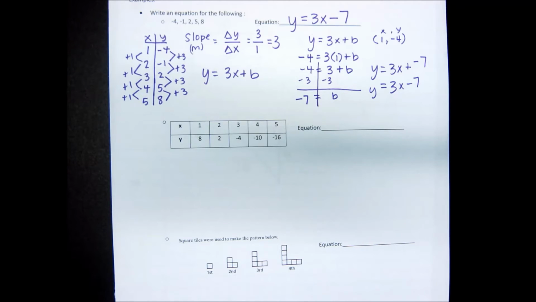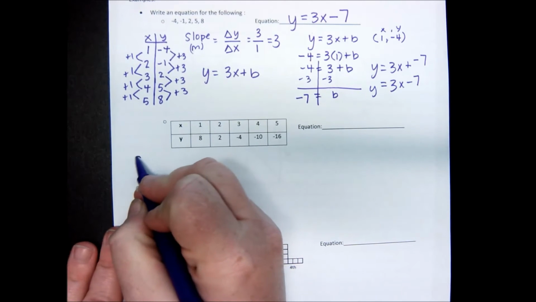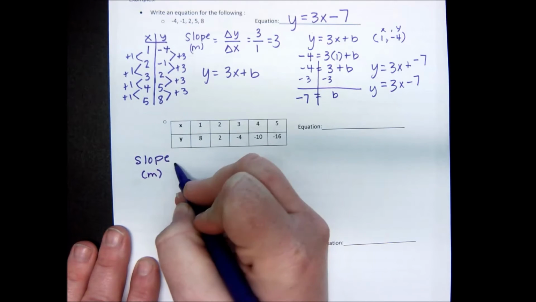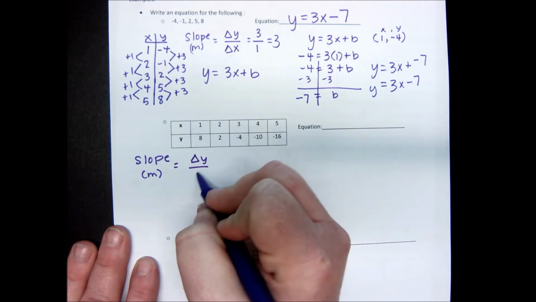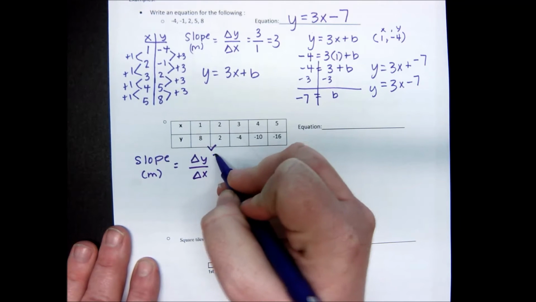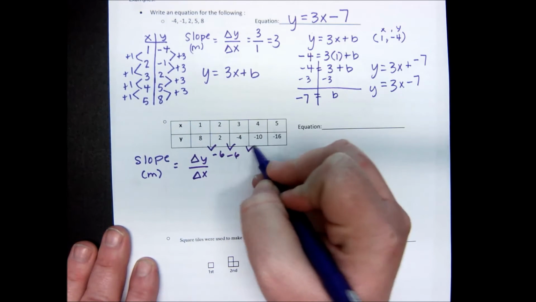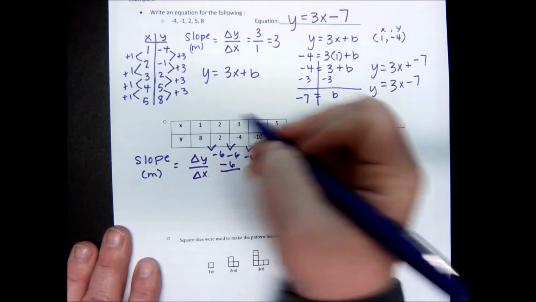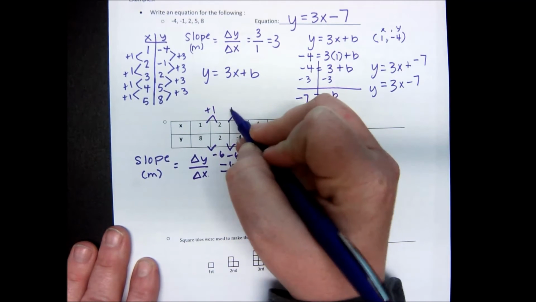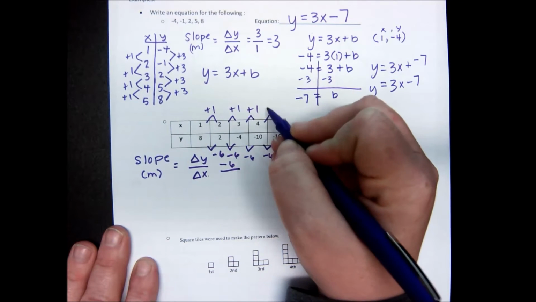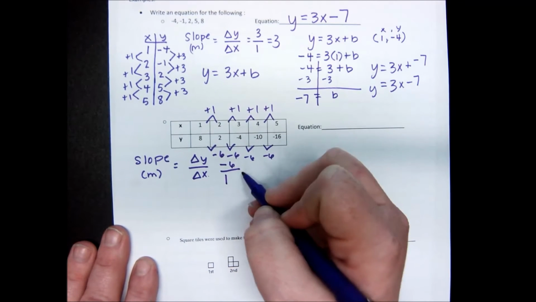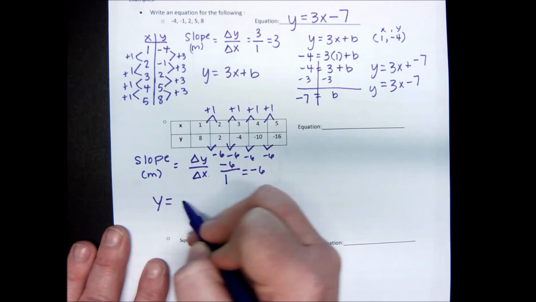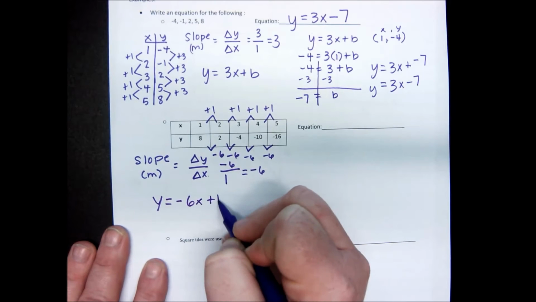All right, let's look at the next one. The next one already has a table, so let's just start out by finding the slope. Now remember, slope is our m value, and it's the change in y divided by the change in x. So our change in y, we're subtracting 6 every time. So my change in y is -6, and then my change in x is adding 1. So that means my slope would be -6.